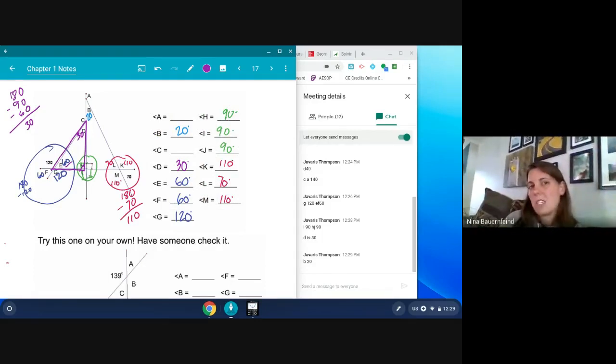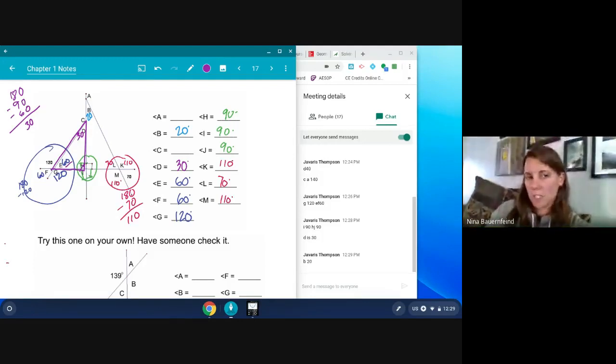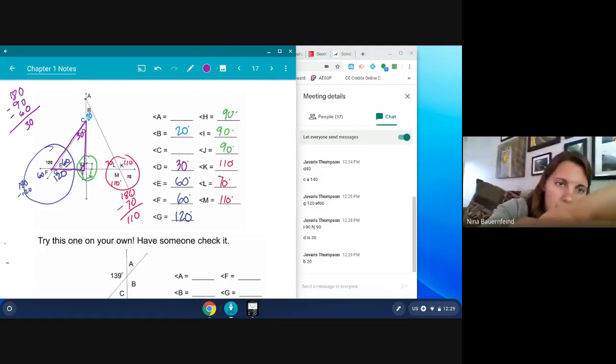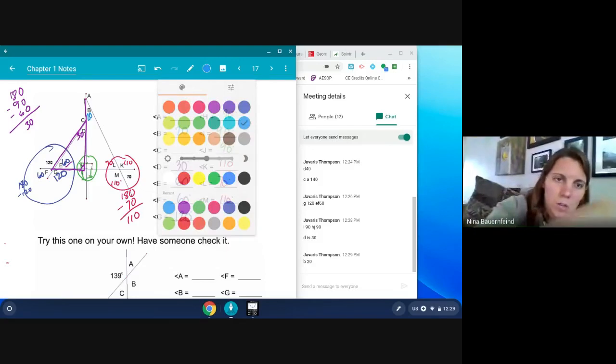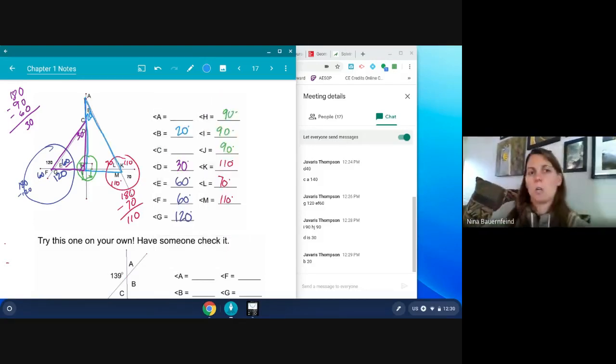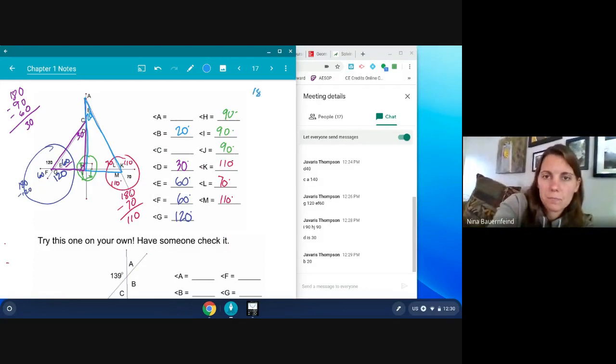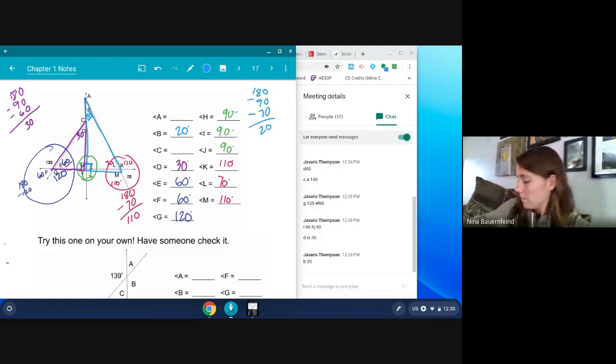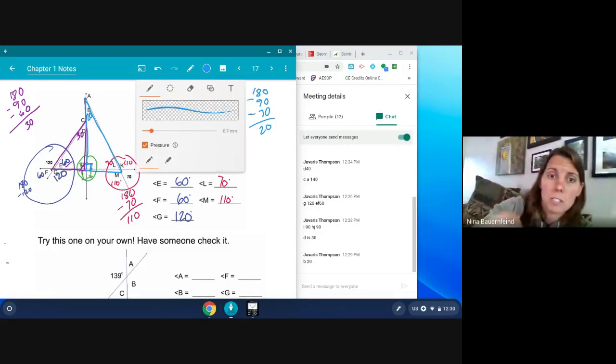It's the same rule, the same reason. We have another triangle here. So it's 180 minus 90 for this one, and then minus 70, and we're left with 20. All right, A and C. Last ones.